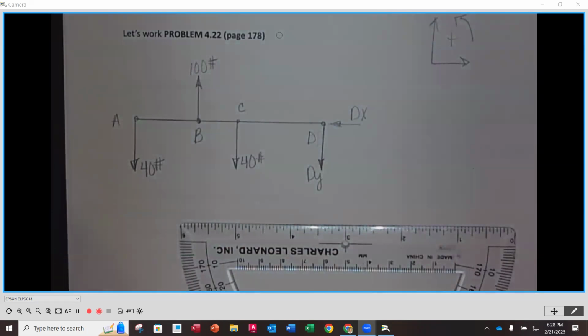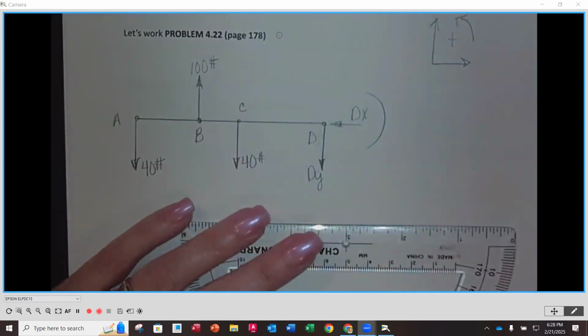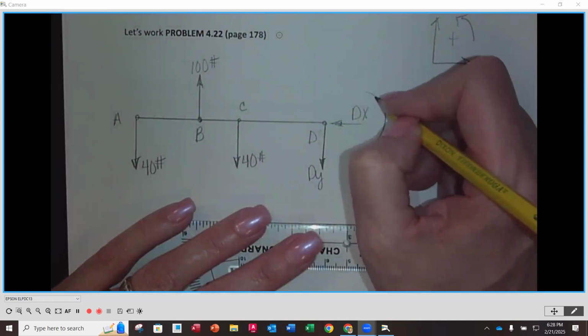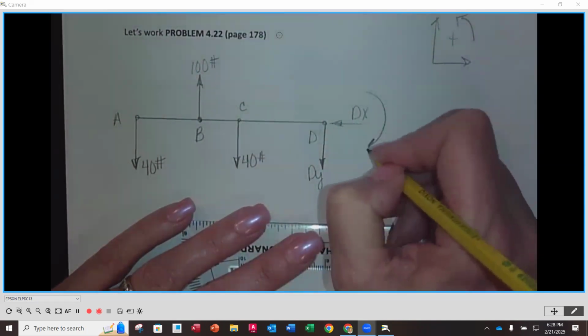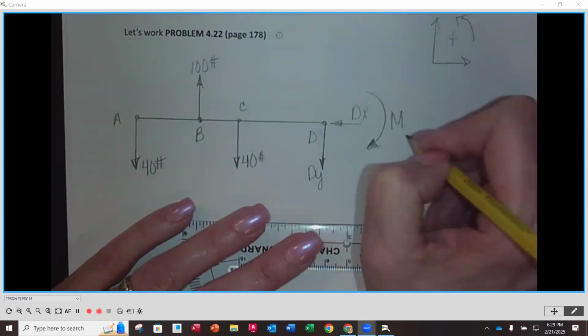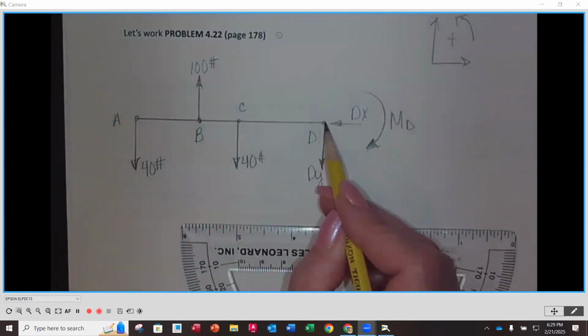And then the last thing that we need to do is identify an internal rotation, or that moment. I don't know exactly which way this is going to go, so I'm going to guess. I'm going to call this moment at D, because that's around the support point.